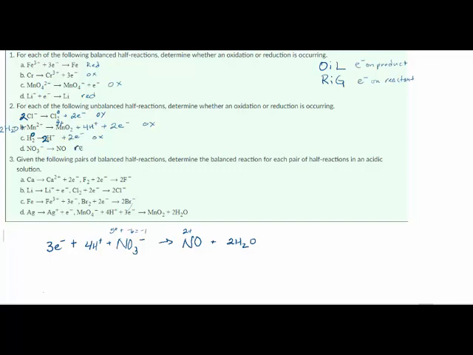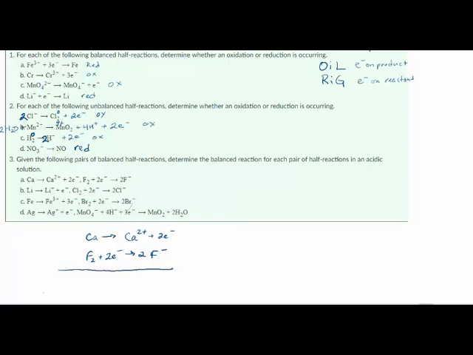Number 3, given the following pairs of balanced half reactions, determine the balanced reaction for each pair as in an acidic solution. So for A, I have my calcium being oxidized, and I have my fluorine being reduced. I don't have any oxygens or hydrogens to contend with. Everything is balanced. We use the same amount of electrons here, so I can just go through and add up my oxidation and reduction reactions for my overall reaction.